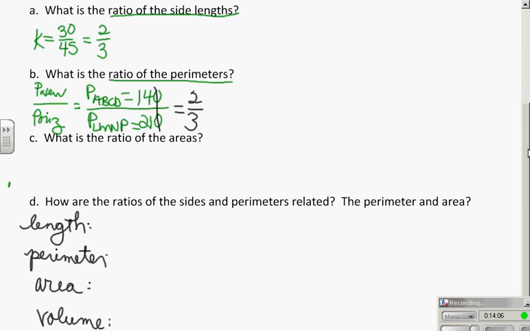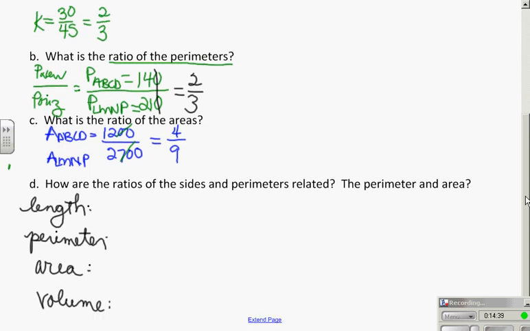Now, when we go to the area, we're going to do the same thing. The ratio of the area of the new versus old. So the area of ABCD is 1,200. The area of LMNP is 2,700. When we cancel those two zeros and reduce by the common factor, we're left with 4/9.